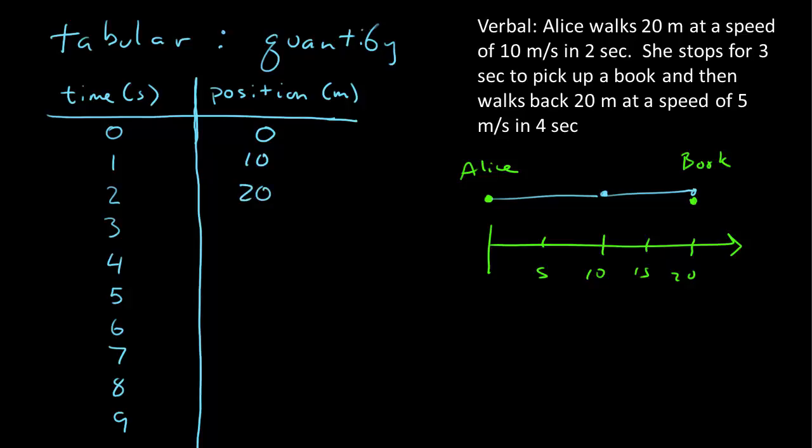She stops for 3 seconds to pick up a book. So for 3 seconds, second 3, second 4, and second 5, she will be at the same location where she picks up the book. Now she walks back the same 20 meters, but now at a speed of 5 meters per second. So a second later, she'll be back at a location of 15, then another second she'll be back at a location of 10, another second back at a location of 5, and then at 9 seconds after the start, she'll be back at the location of the origin. So this is using a schematic representation to translate a verbal representation into a tabular representation.